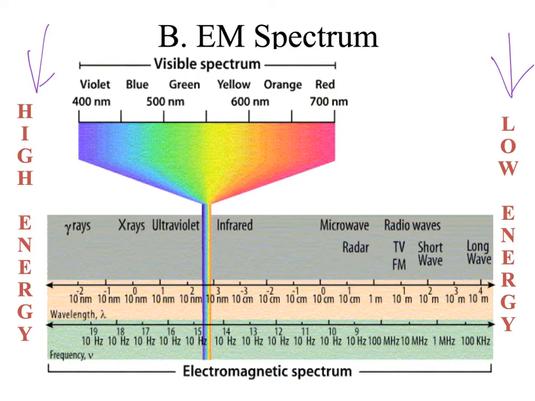The visible portion is what we're used to seeing, the colors of the rainbow, and if you notice, it's a very small portion of the entire electromagnetic spectrum. And so if you look at these colors of the rainbow, if you will, this is the low energy side over here. So this is low. So red light is the lowest energy. It's also the longest wavelength.